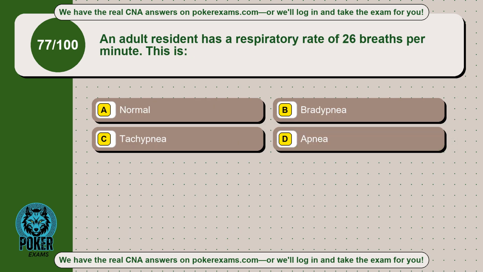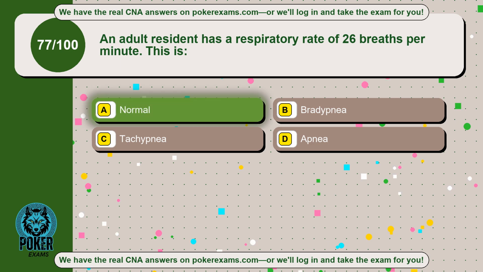Question 77. An adult resident has a respiratory rate of 26 breaths per minute. This is: Option A, normal. Option B, bradypnea. Option C, tachypnea. Option D, apnea. The correct answer is option A. Normal.